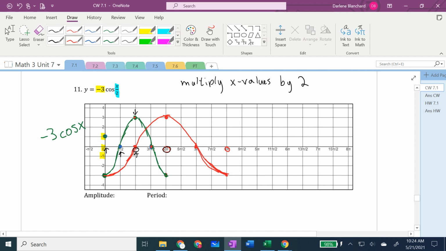You're being asked to graph 2 cycles. Once you have one, you just need to repeat the pattern. So repeating the pattern, you should see that this is what you are getting.